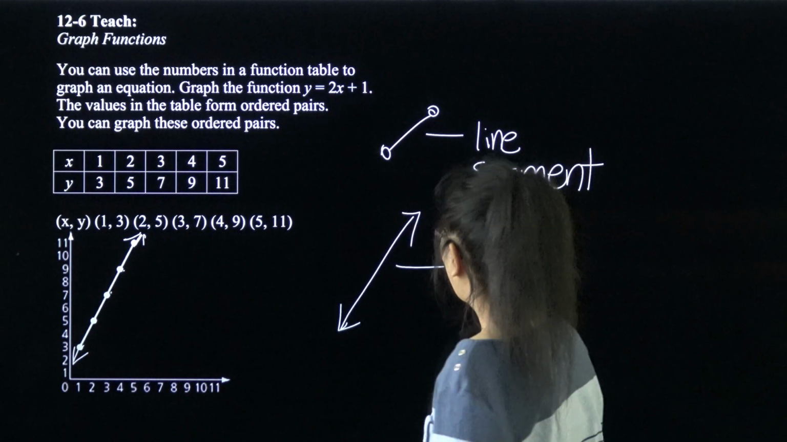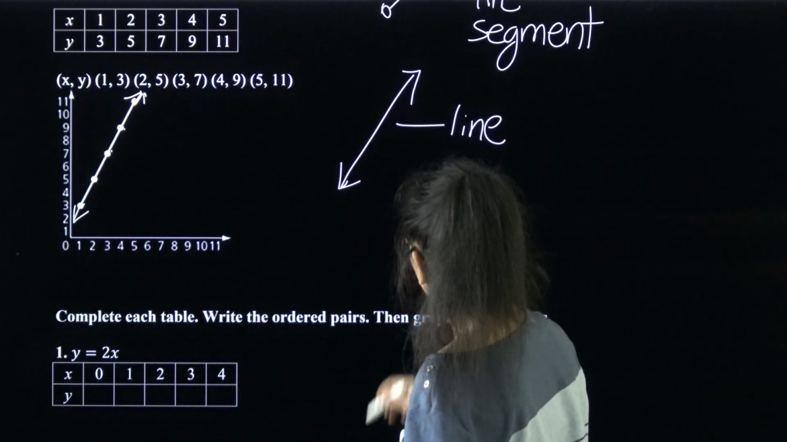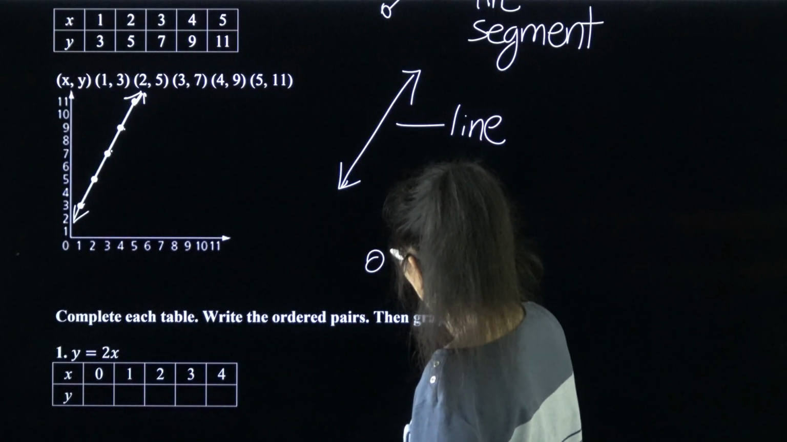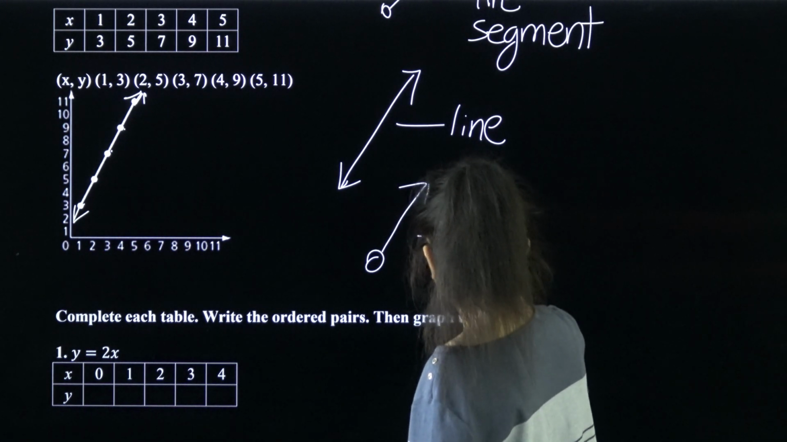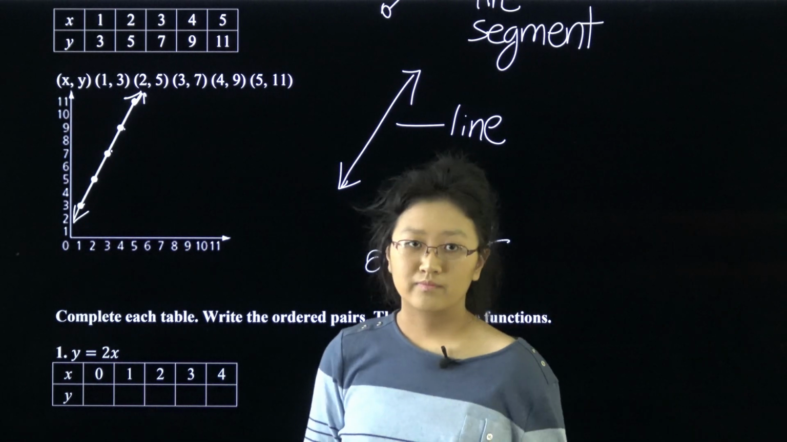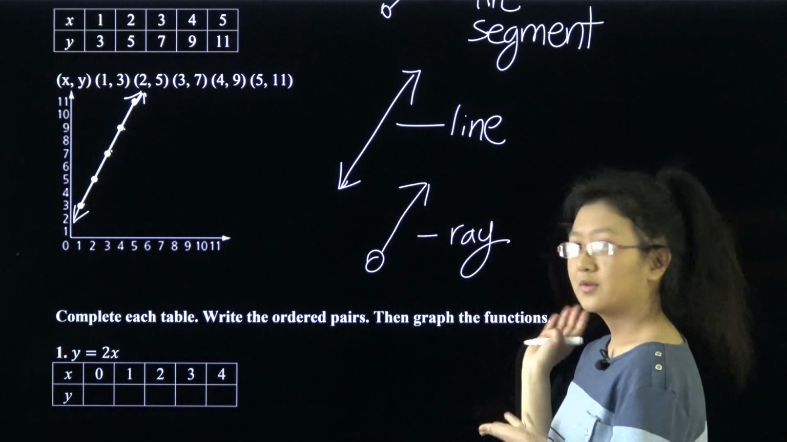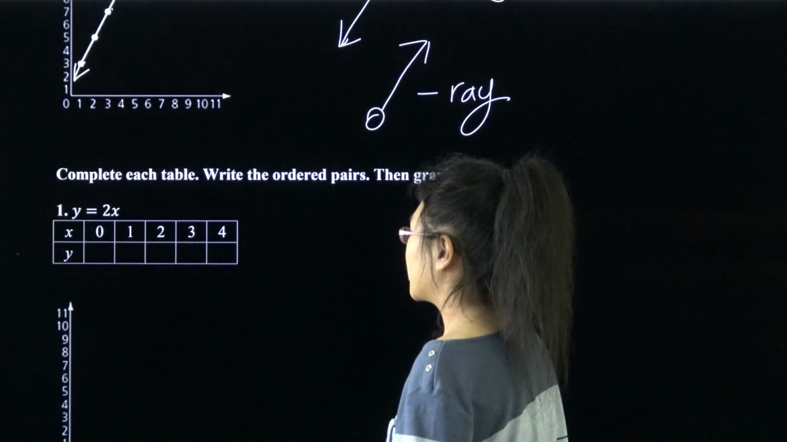Now, you might be wondering, what if there's a point at one end and then just a continuation line? Well, that's called a ray. Got it? So we move on to the questions.